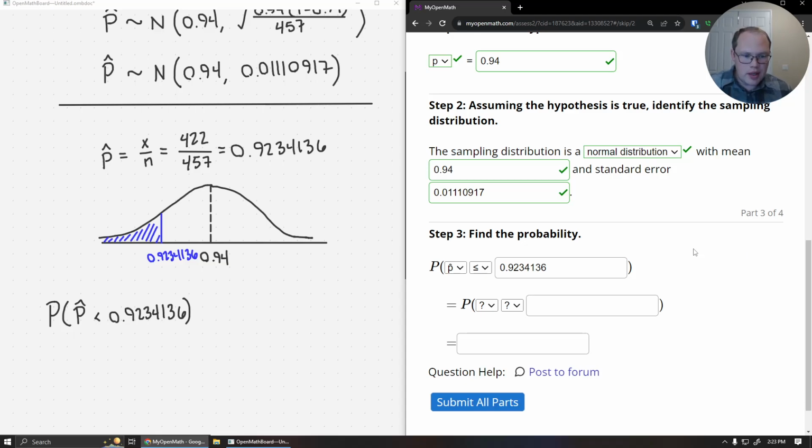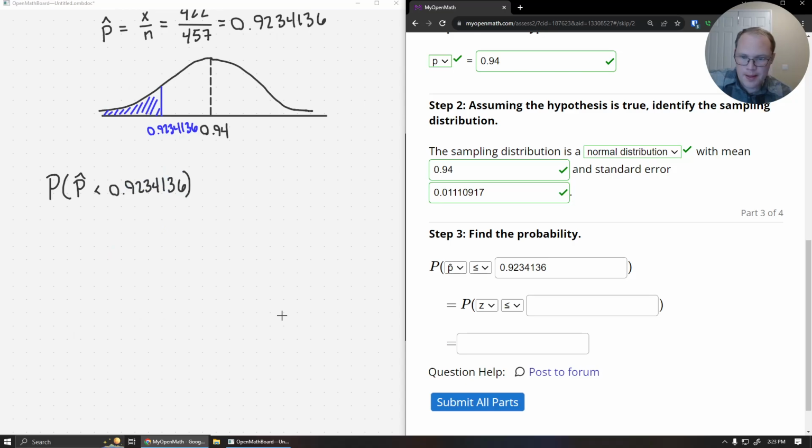Now what do I do with it? Well, I need to convert this probability into one in terms of a z-score, because the sampling distribution is a normal distribution. So we need to calculate the z-score. Okay. So we're going to go to a z-score. The inequality direction stays the same. And so all I need to do now is calculate the z-score associated with my sample proportion. Okay?